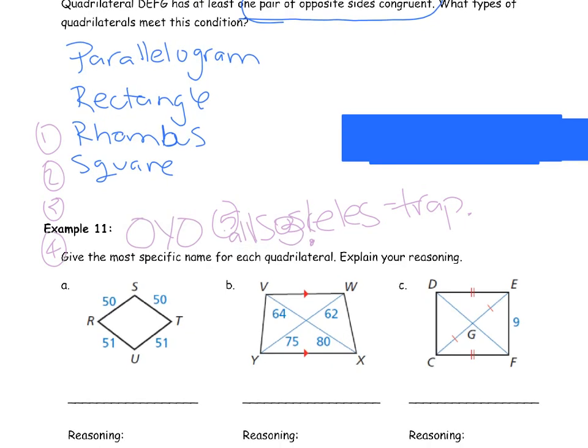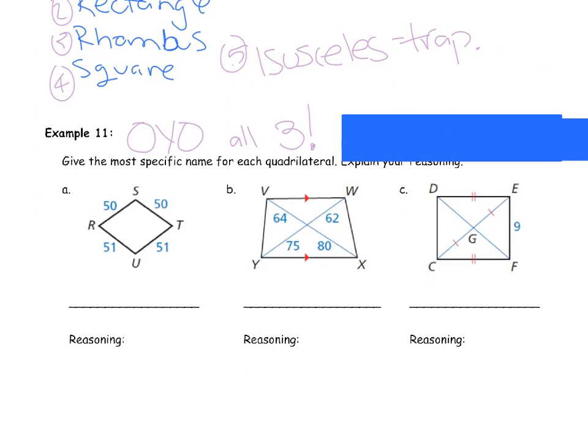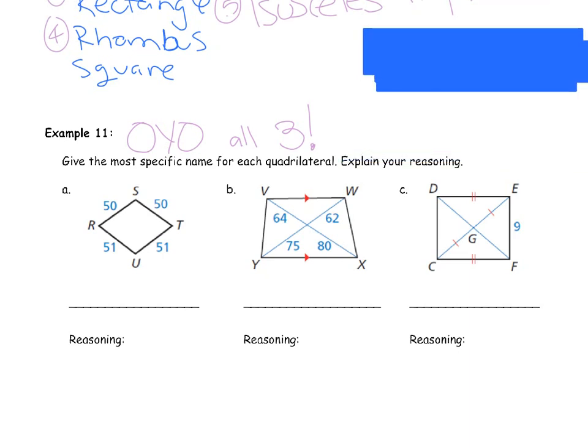Now, as you can see here, for these last problems, I want you guys to handle them on your own. All 3, A, B, and C. Make sure you give reasons. Tell me which type of quadrilateral it can be.